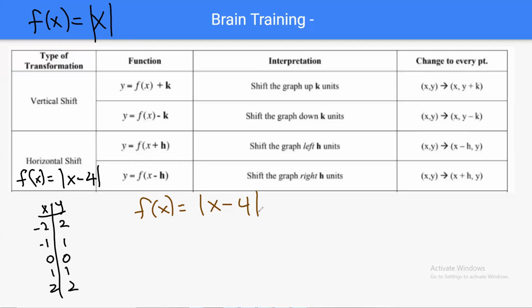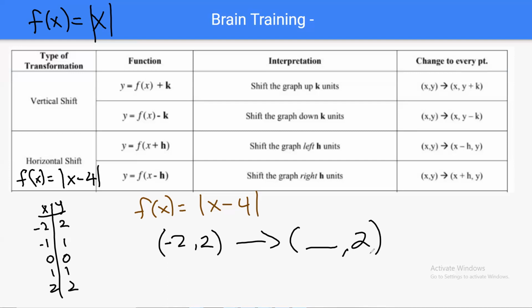So if my x values are changing from my parent point, let's take -2, comma 2. I know my x values are changing, so it's going to be blank, comma 2. Does that make sense? It's a horizontal shift, so my x values are changing, right?